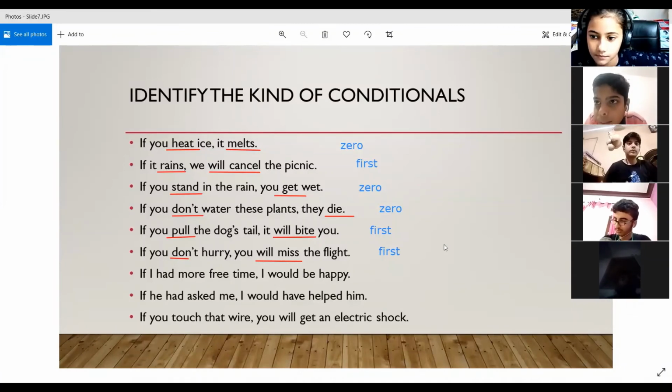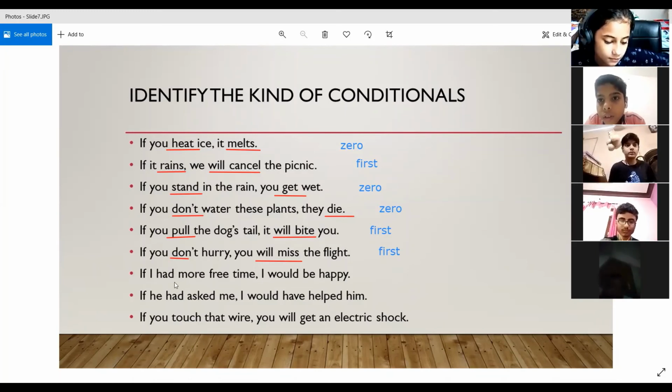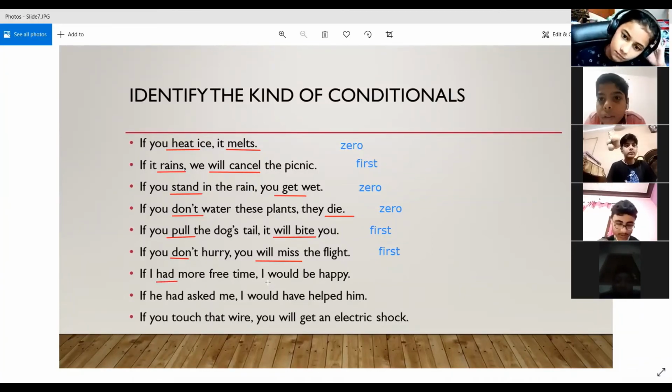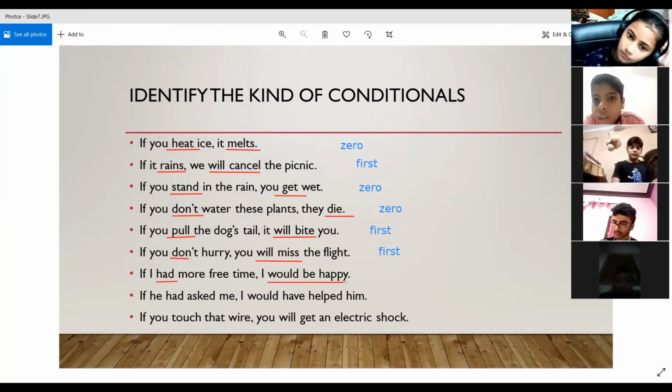Because in second conditional cases, the chances of the condition occurring are very unlikely. So it means that this person most of the time is not free; he is not having any free time. So that is why, you can see, sir, that had has been used, which is indicating past, and then would and the first form of the verb have been used: would be happy.